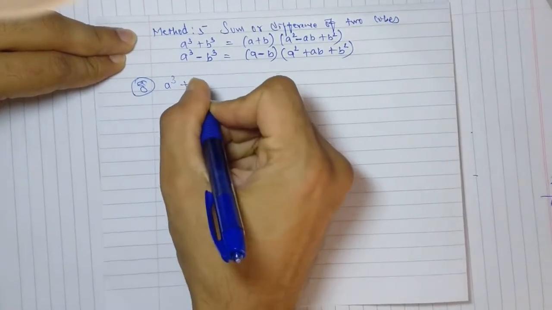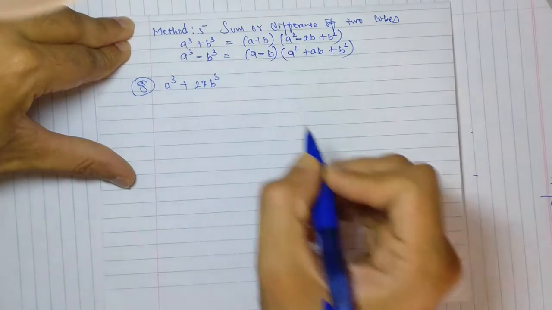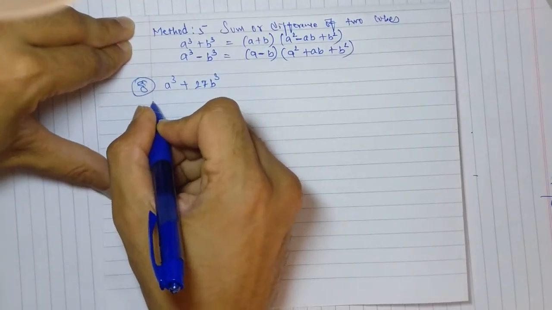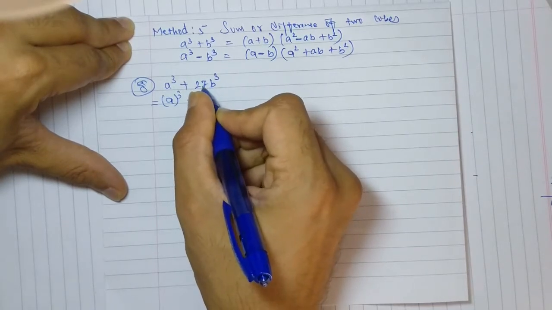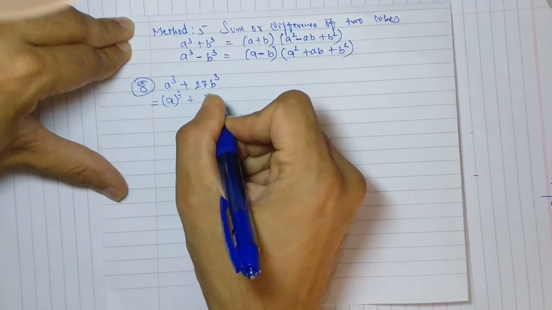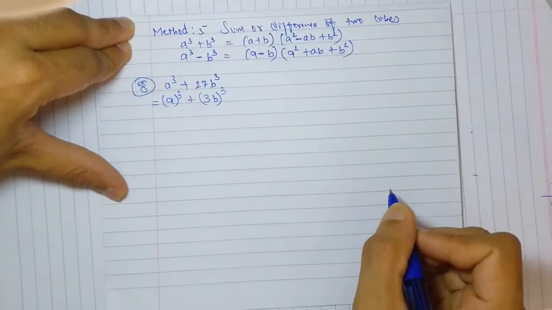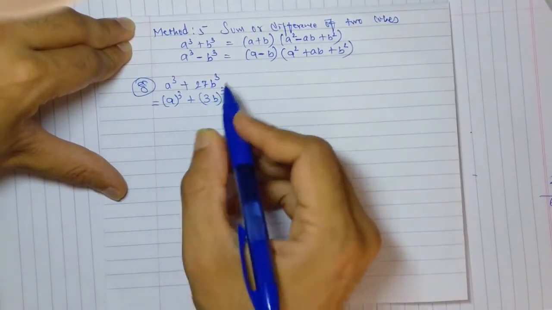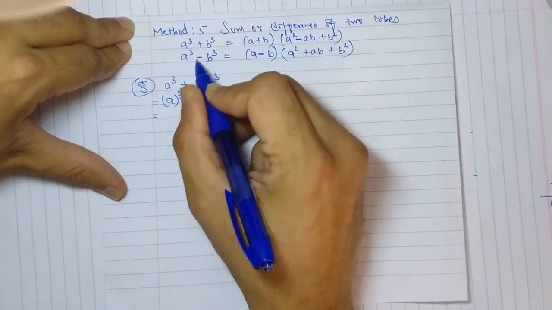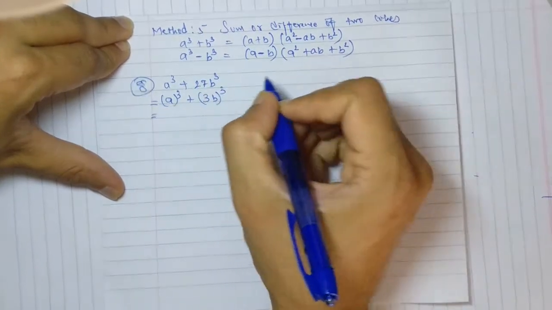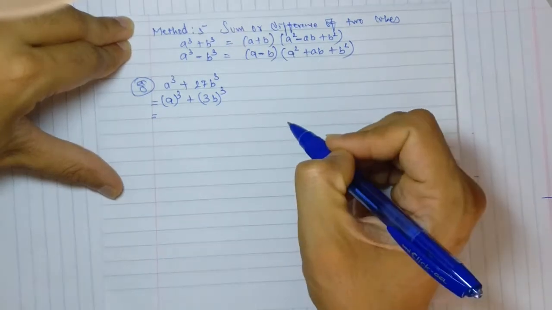a cube plus 27b cube. So a cube plus 27b cube can be written as a the whole cube plus 27 into b cube, which can be written as 3b the whole cube, because 3 cube is 27 and b cube is b cube. So this is of the form a cube plus b cube, the first identity. What is a? And what is b? 3b. So wherever there is a, you keep it a, and wherever there is b, you put 3b, right?